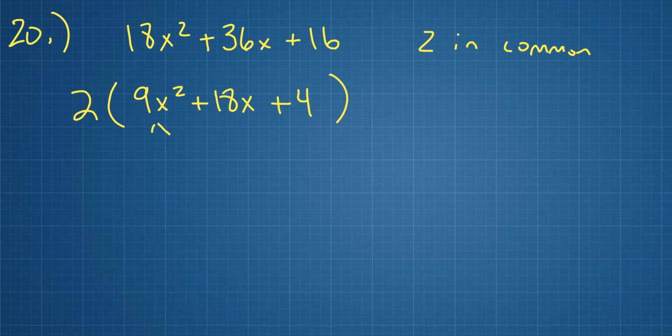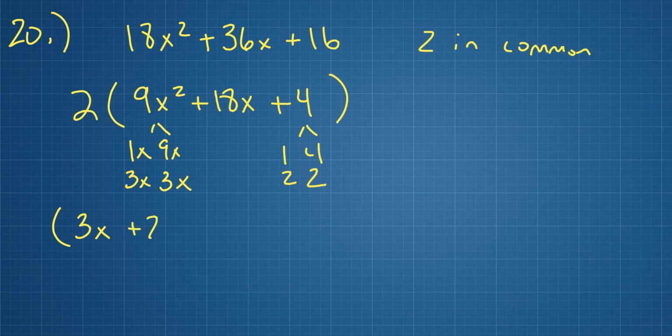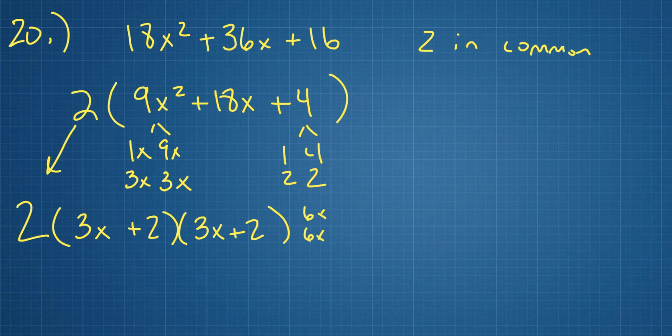Now, remember, I'm going to guess I could have 1x and 9x, 3x and 3x. How do I get 4? 1 and 4, or 2 and 2. Now, I personally would have guessed 3x plus 2 first. Remember, the number in front of the 2 is in common, always goes out in front. 3x plus 2 gives me 6x on the outside, 6x on the inside, which is 12x, which is not what I want. So that doesn't work.